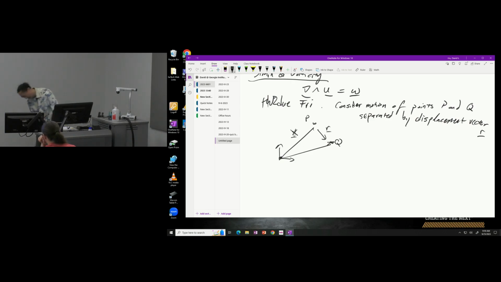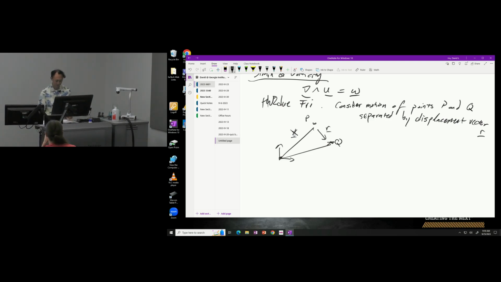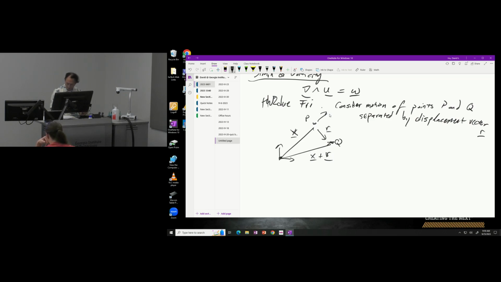I got to erase this. And if the position of P is x, then the position of Q is going to be x plus some amount r. And we're going to look at basically what can we say about the change in velocity between here, u of x, and here, u of x plus r. Okay.